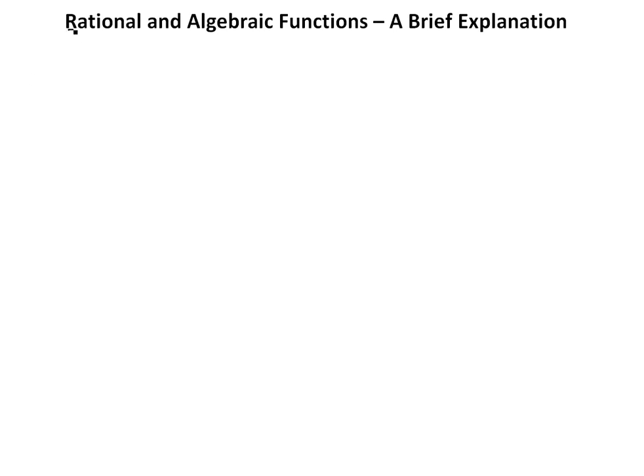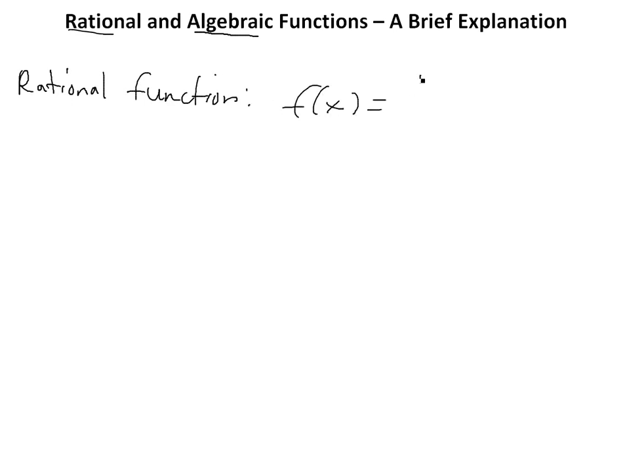Today we're going to discuss rational and algebraic functions and briefly explain what they are. A rational function, we'll just write it here, is basically if you have f of x, it equals p of x over q of x, where these two are polynomials. You can see in my other video what polynomials are.